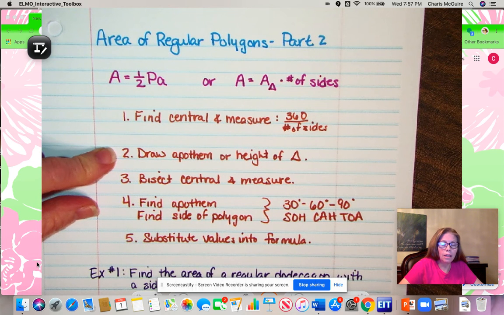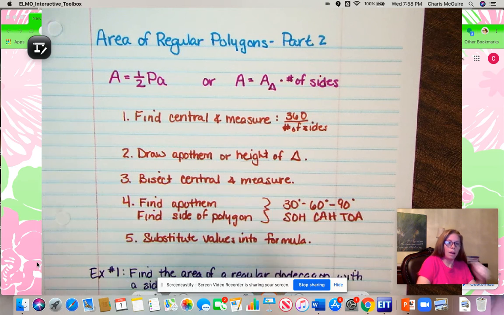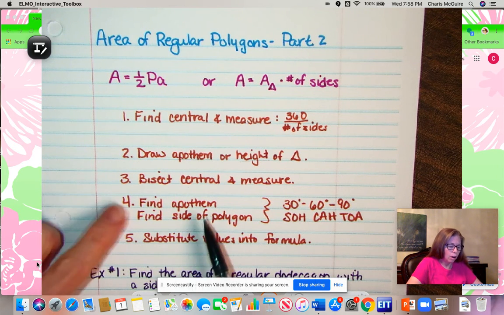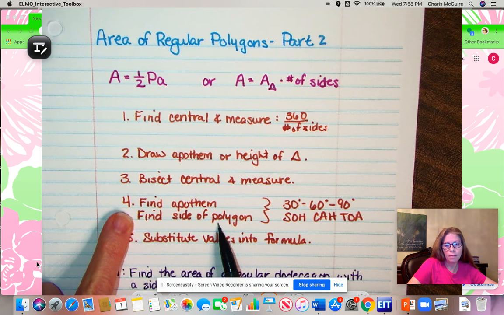And then the second thing is you're going to draw that triangle and you're going to create the apothem or the height of the triangle. They are both the same thing. The apothem and the height are absolutely the same. And that is going to bisect your central angle measure. So you're going to cut it in half one more time. And then our job is to find the apothem or the height and the side of the polygon. So you can say the apothem is the same thing as the height of the triangle, and the side of the polygon is the base of your triangle. So those two things are critical.